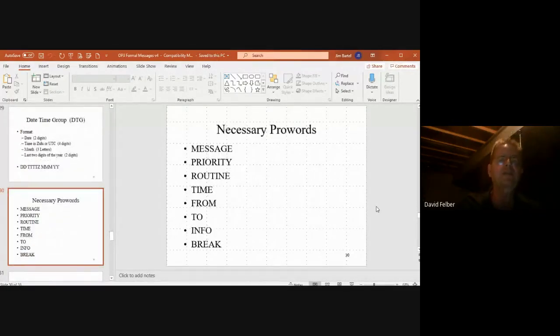And then your necessary pro words you might use when you're sending a message are message, priority, routine, time, from, to, info, break. Again, info is an information addressee. It's just information to someone. They don't have to take any action on it. Okay.